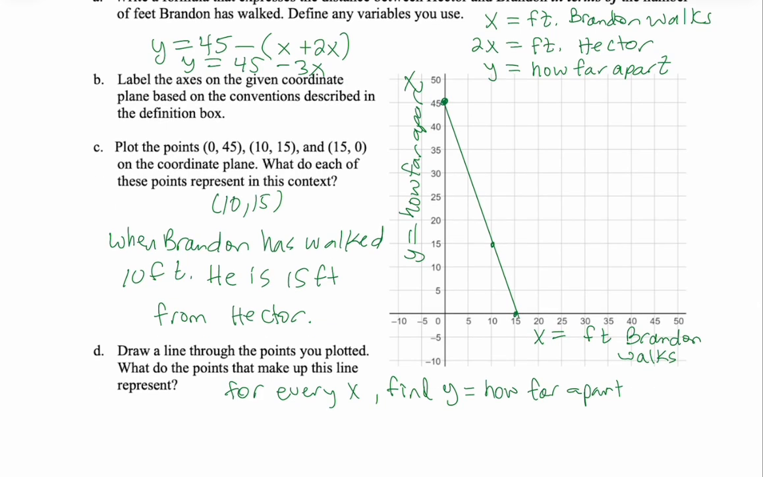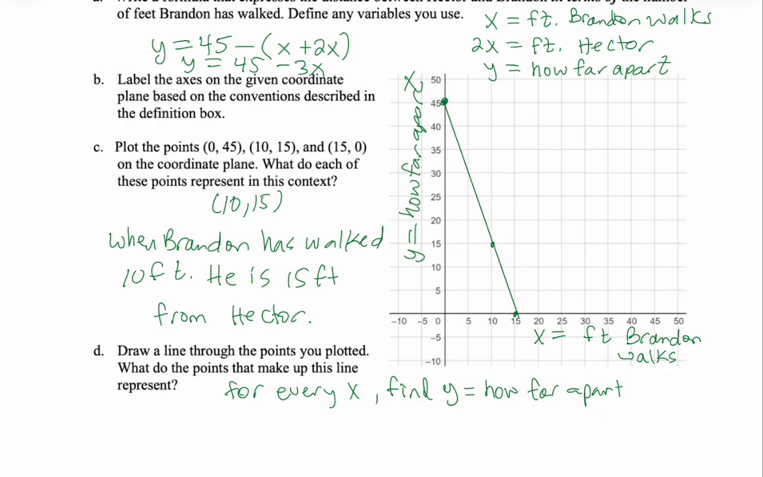So let's say we know that Hector's gone 5 feet. They still are 30 feet apart. Maybe we know that Hector has gone 7 feet. They still look like they're 27 feet apart. So it just allows us to find for every x how far apart they are at any particular time, okay? Do we have any questions about that? Does that make sense? Kind of, maybe a little bit.